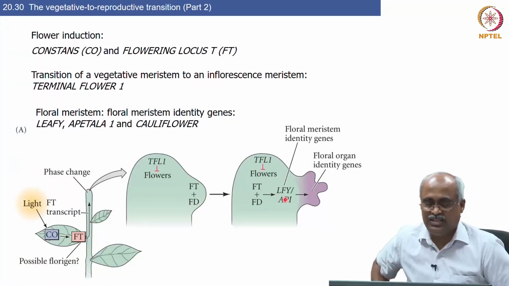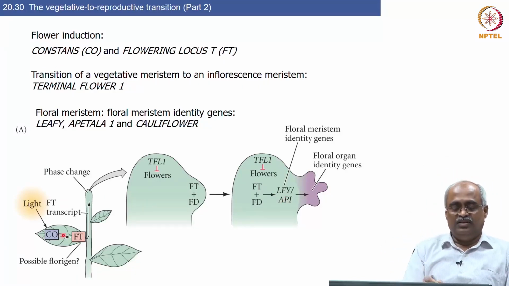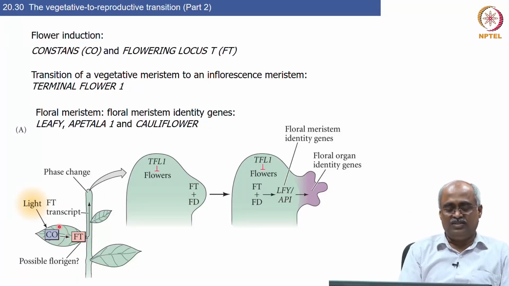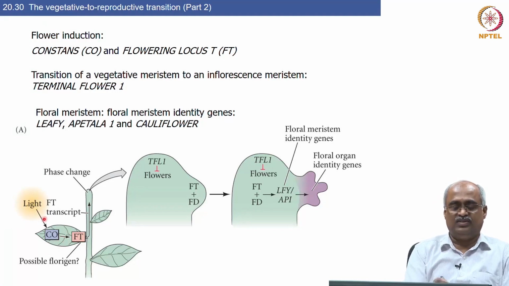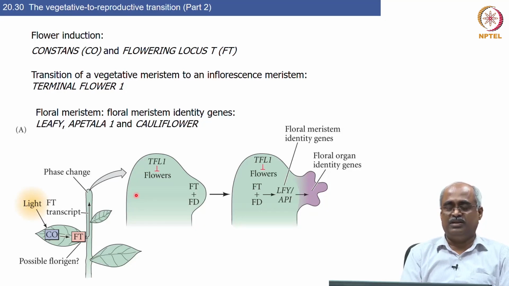So here is the genetic pathway that has been understood so far. The product of the gene CONSTANS is required for sensing light, and that in turn activates a gene called FLOWERING LOCUS T, or FT for short, and this FT is transported. We do not know exactly how it is transported. Mostly the mRNA is transported to the shoot apex, and that is required for the activation of the transition from the vegetative to inflorescence meristem fate.